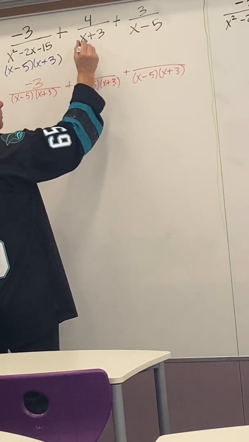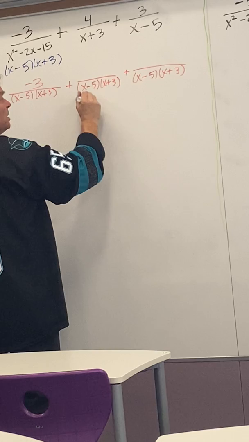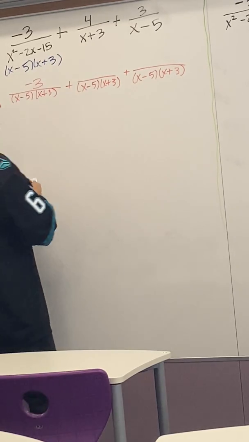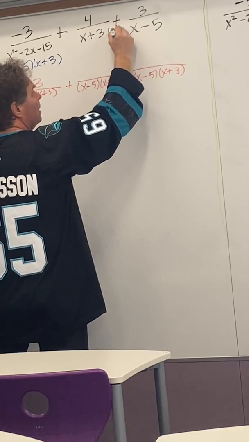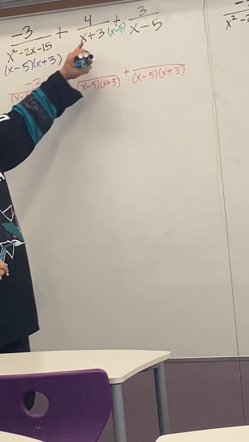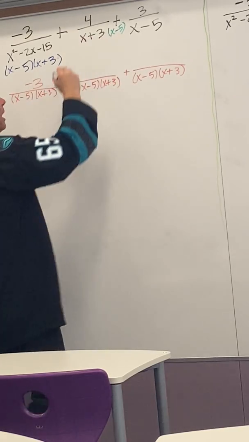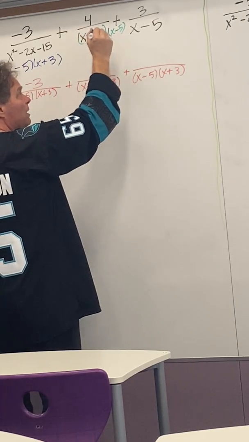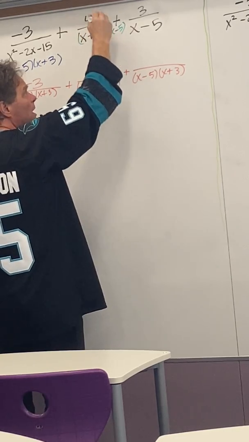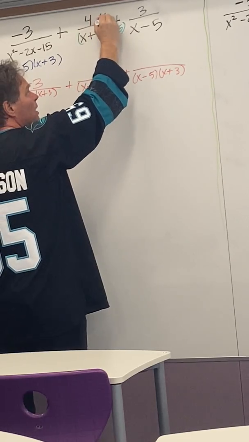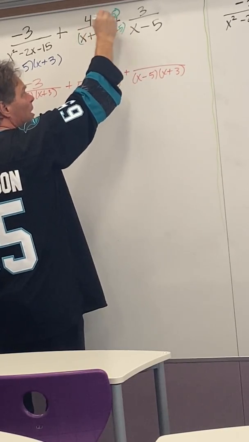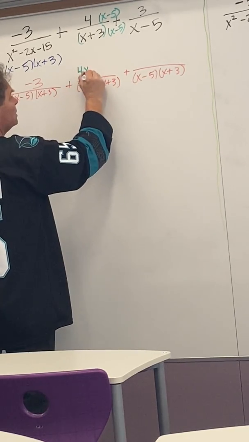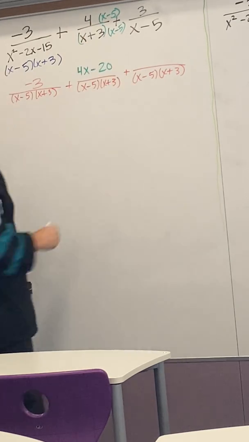But look what happens here. To turn this bottom, x plus 3, into this bottom, x minus 5 times x plus 3, what do I have to do? I have to times by x minus 5, right? Now, if I times this by x minus 5, then I will have this denominator, okay? But if I times the bottom by x minus 5, in order to keep this equal, I have to times the top by the same thing so that I'm just timesing by 1. So I have to times the top by x minus 5, which will give me 4x minus 20 right there.